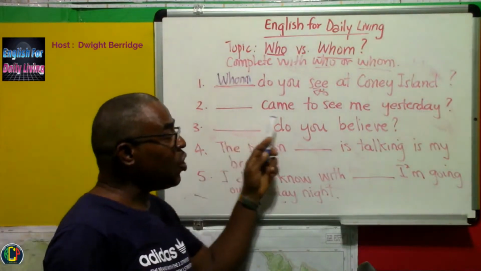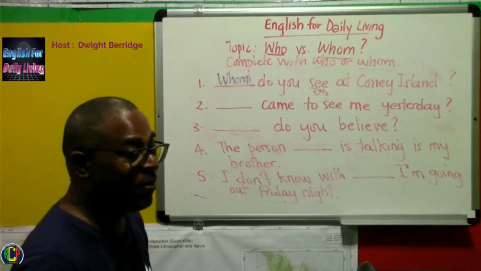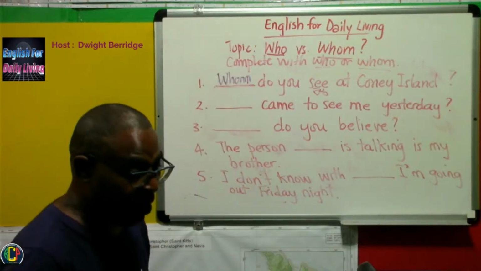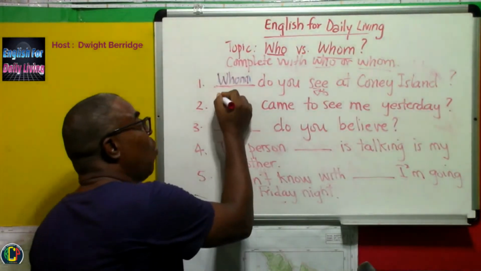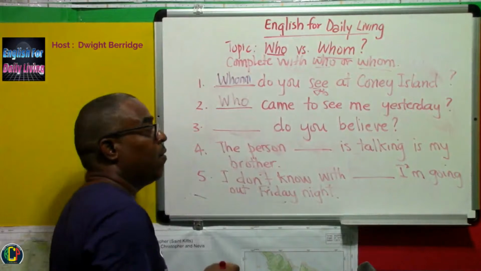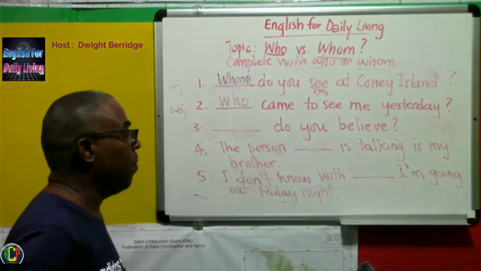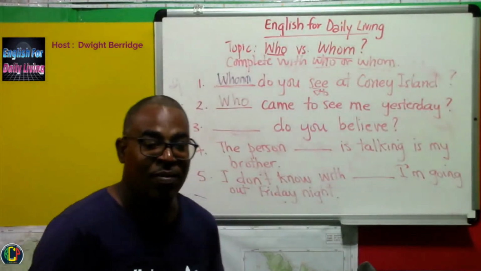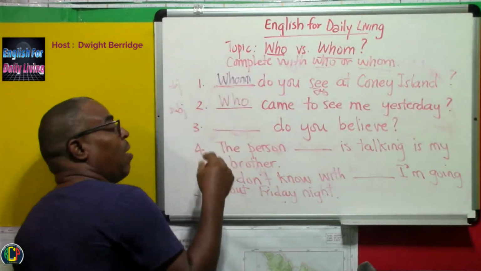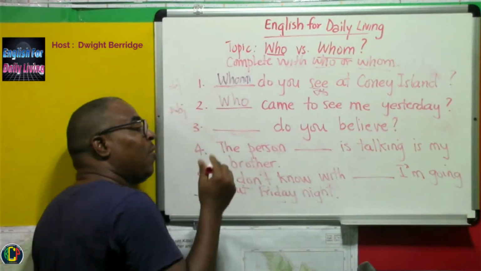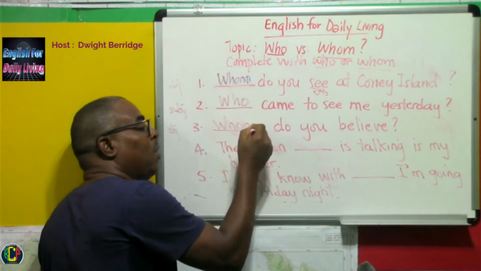Number 2. Dash came to see me yesterday. Who or whom? Can you say he came to see me or him came to see me? All right, you say he came to see me. So then your answer will be who. Who came to see me yesterday? Subject. Object. Subject. Number 3. Dash do you believe? Okay. Subject or object, I believe him or I believe he. I believe him, so that's object. So, whom do you believe?